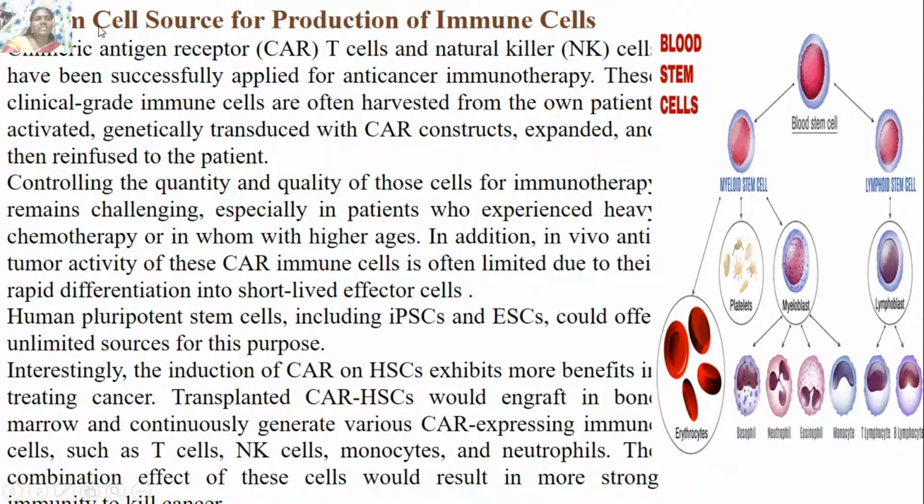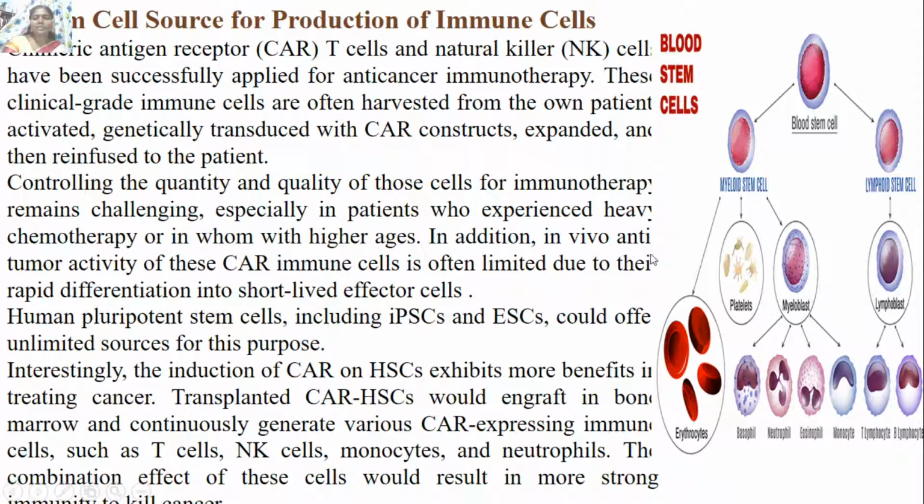The next one: stem cell source for the production of immune cells, where stem cells can be used for the production of immune cells. Chimeric antigen receptor natural killer cells have been successfully applied for anti-cancer immunotherapy. These clinical grade immune cells are often harvested from the patient's own body, activated, genetically transduced with the chimeric antigen receptor constructs, expanded, and re-infused to the patient. Controlling the quantity and quality of these cells for immunotherapy remains challenging, especially in patients who have experienced heavy chemotherapy and in those of higher age.